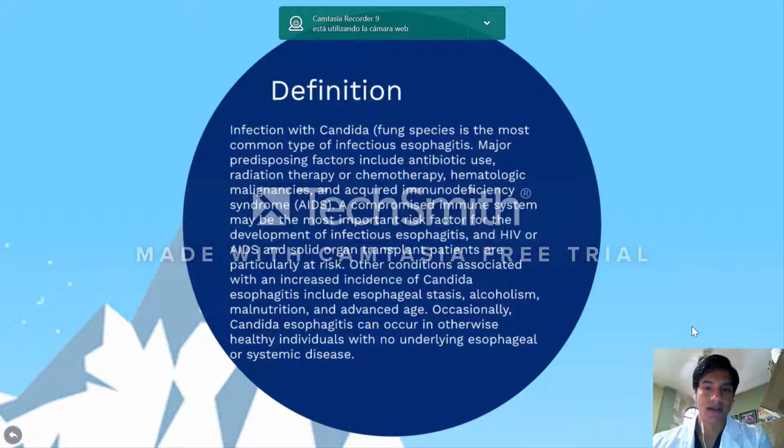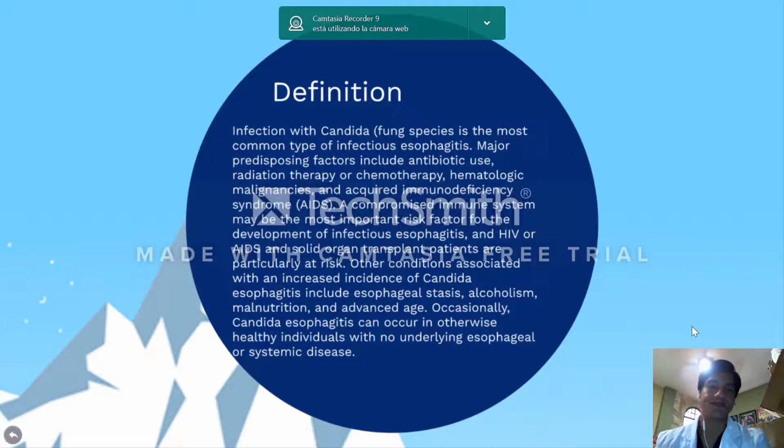Other conditions associated with an increased incidence of candida esophagitis include esophageal stasis, alcoholism, malnutrition, and advanced age. Occasionally, candida esophagitis can occur in otherwise healthy individuals with no underlying esophageal or systemic disease.